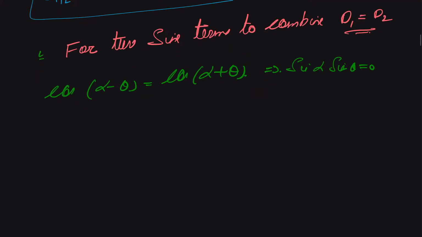But we are given that alpha is 45 degrees. Therefore, we can write that sine of theta is equal to 0, or we can say that theta is equal to pi. So we found out that the angle of the third charge should be lying at an angle of 180 degrees, or we can say pi, and this is for equilibrium.